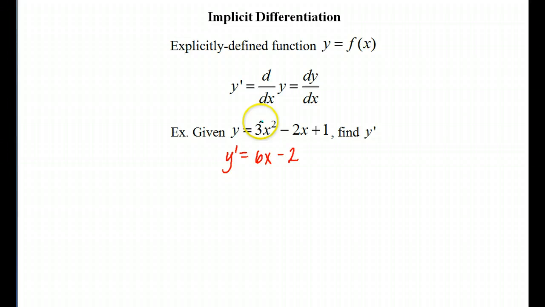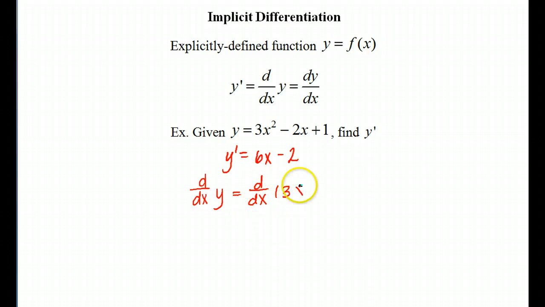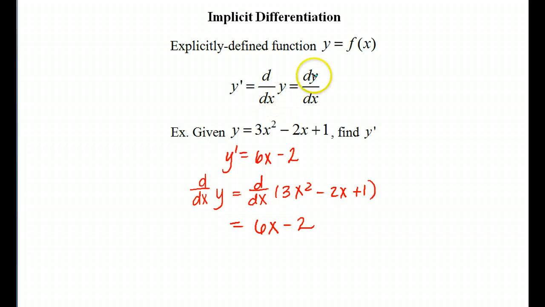So what we never did was look at taking the derivative with respect to x of both sides of the equal sign. Because on the left side, we knew that we would end up with y prime, or the derivative of y with respect to x. But ultimately what we were doing is taking the derivative with respect to x of both sides. So d dx of y equals d dx of the function 3x squared minus 2x plus 1. Well, the right side by the power rule is 6x minus 2. And on the left side, because of this string of equalities here, the derivative with respect to x of y is dy dx. So dy dx equals 6x minus 2.